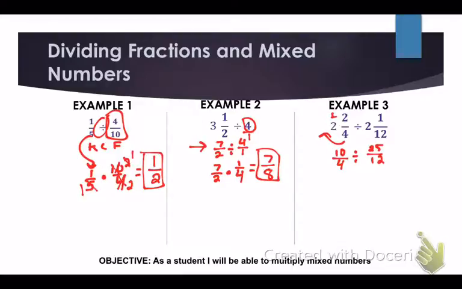Now, at this time, we need to go ahead and keep, change, flip. So we're going to go ahead and write keep, change, flip, which is 4/10. Nope, sorry, not 4/10. Mr. Williams is trying to flip both. Can't do that. You only flip the second one.